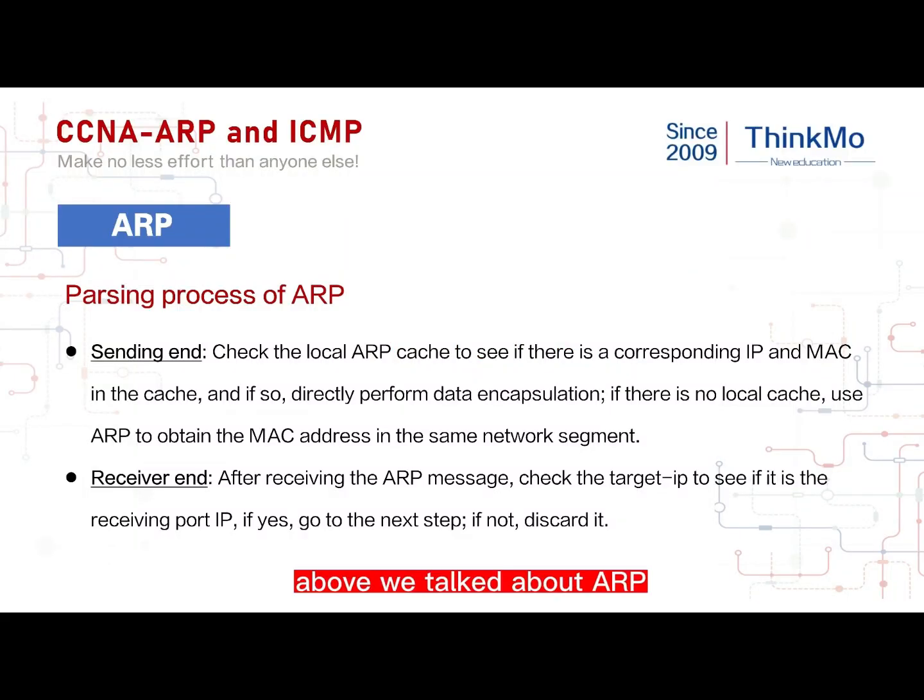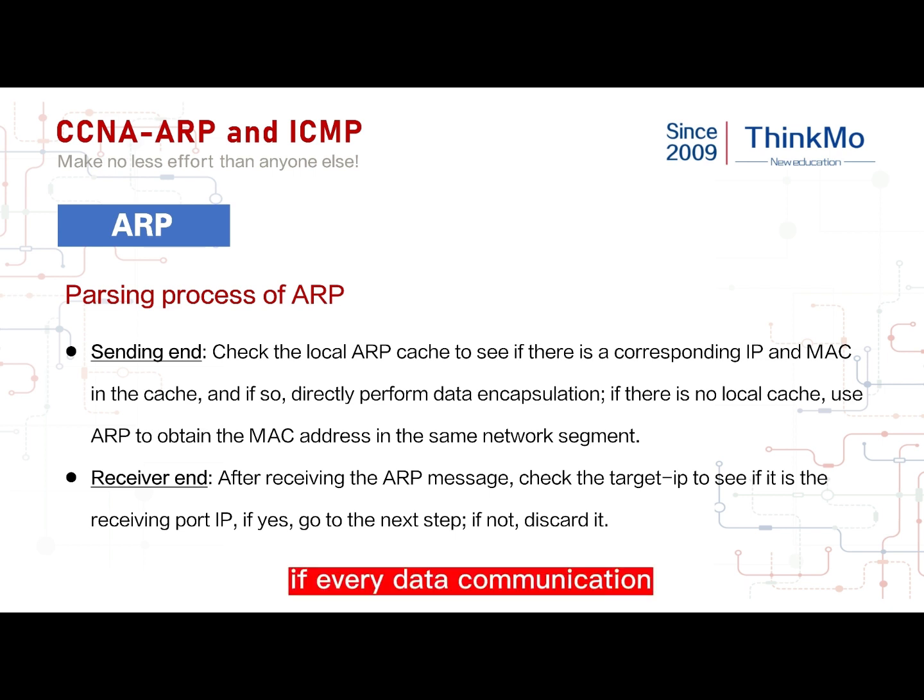Okay. Above we talked about ARP. Perform ARP requests. On the same network segment, you can directly request the destination. For example, PC1 and PC2 are in the same segment, all in the 1.1.1.0 network segment. You can directly request. The ARP cache table is cached locally for the current data.